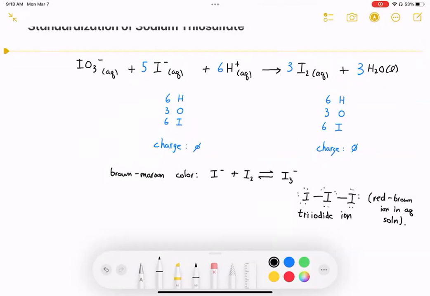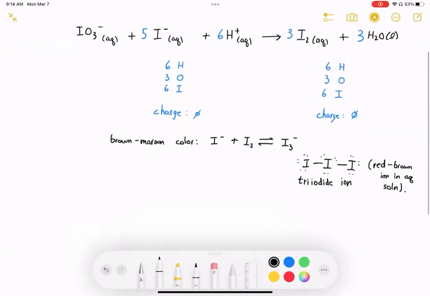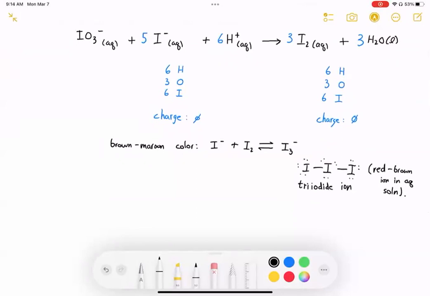That's where we want to figure out where our endpoint is, because now we know we have some starch complex form. As the triiodide gets titrated, this equilibrium will form more triiodide until eventually all your iodate is used up, and that's where our endpoint tells us how much thiosulfate we added. Okay, well, anyway, let's go to the second reaction now.